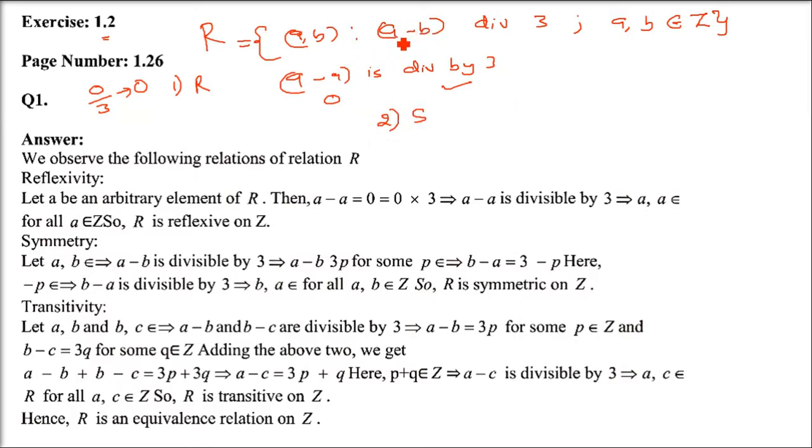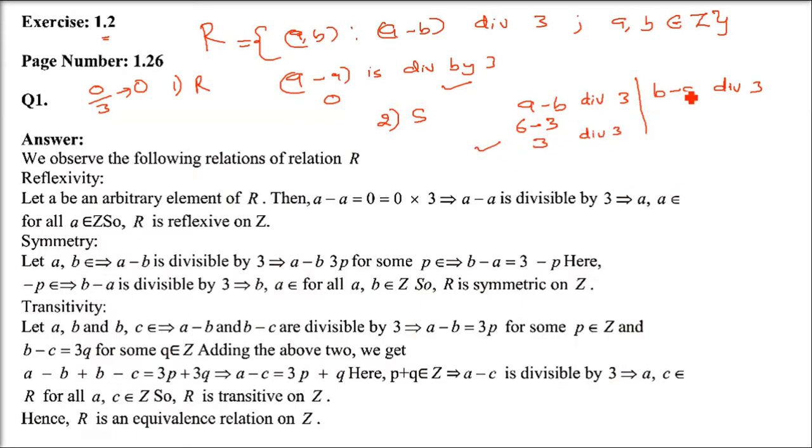Now symmetric. Now I'm just replacing a with b, b with a. So a minus b is divisible by 3. Assume it to be divisible by 3. Let us see if b minus a is too. Now a minus b is divisible by 3. So say a is 6, b is 3. 6 minus 3 is 3, which is divisible by 3. 3 by 3 is 1.